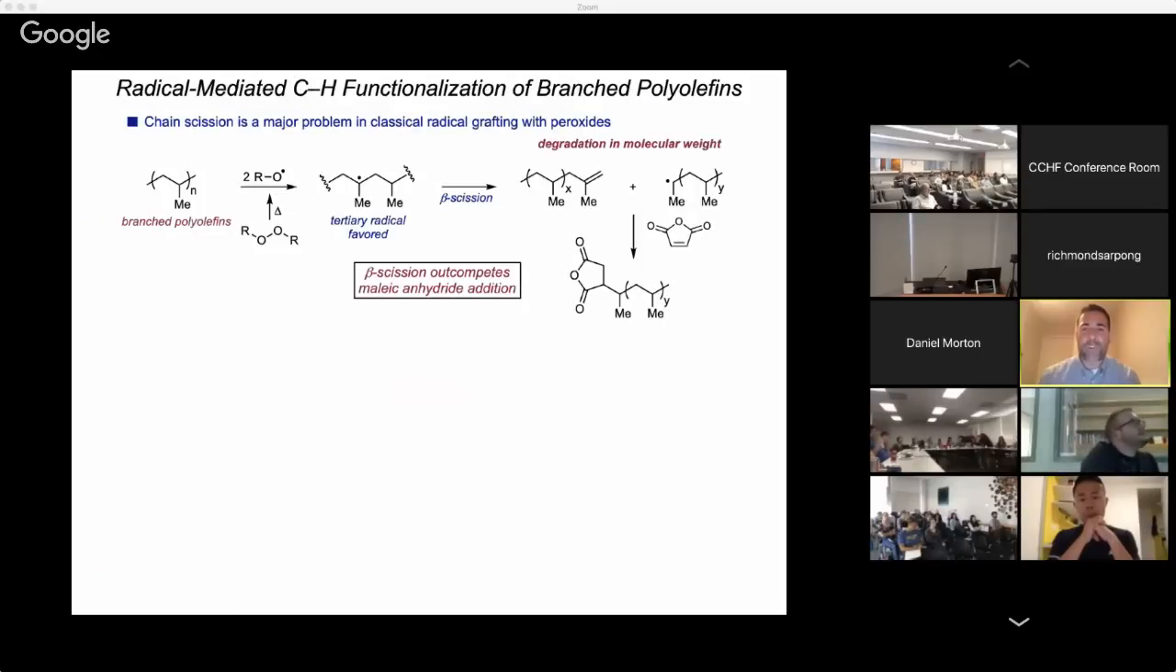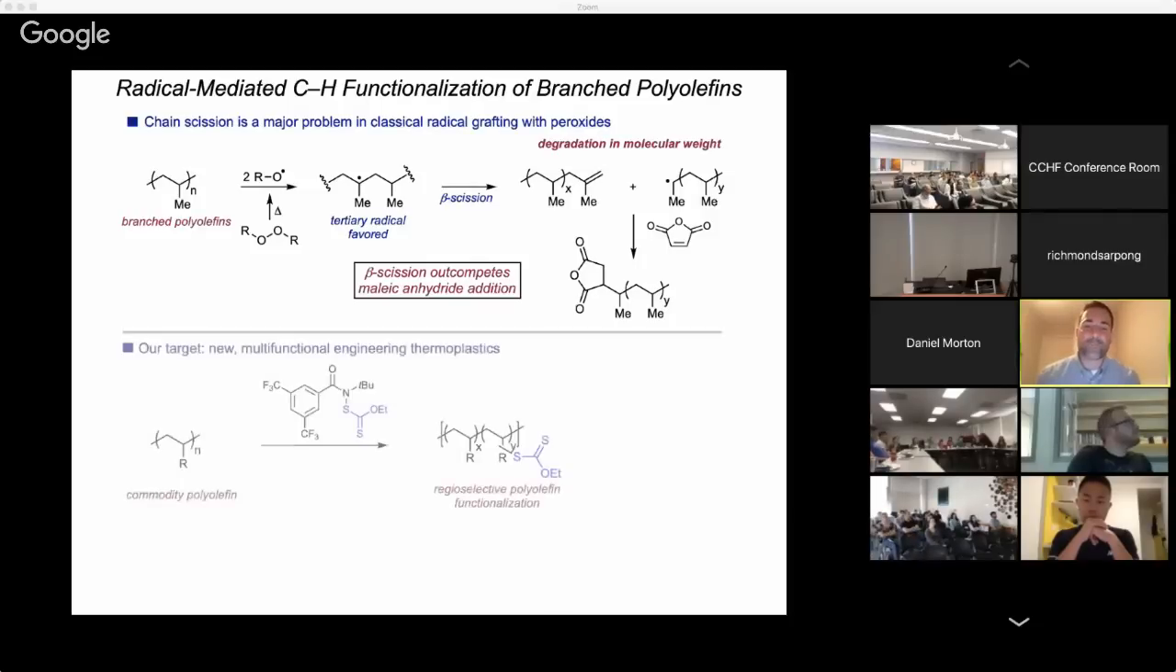So switching gears just a little bit, I wanted to talk about a new direction for our xantholamide chemistry, and that's in functionalizing polymers. So typically, the way this is done is using peroxide. Those will favor functionalization at tertiary positions. Okay, so in a branched polyolefin, that's going to be followed by degradation. That usually will happen before you get addition of something like your maleic anhydride that you have in the reaction.